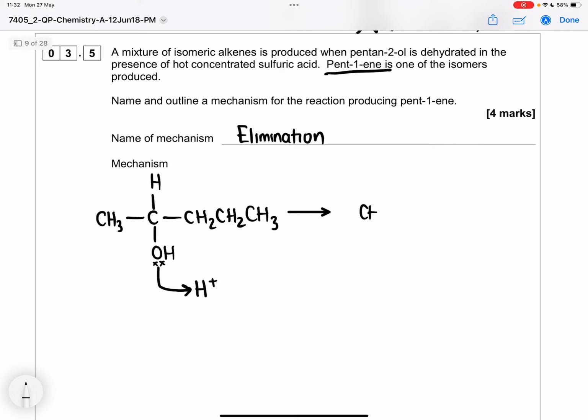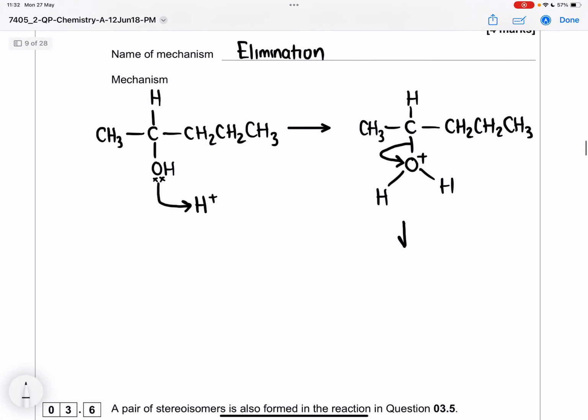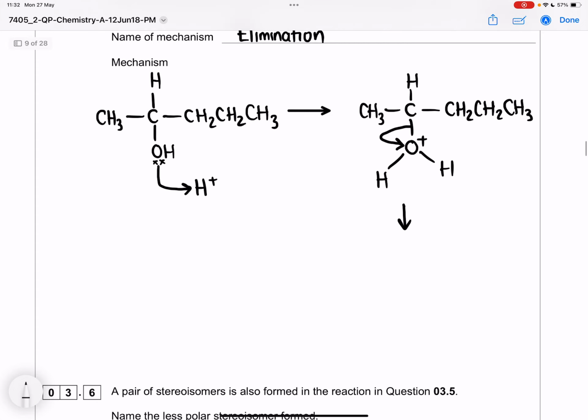And so we've protonated our leaving group, our alcohol. So we haven't actually affected the rest of the molecule, so just draw that bit out. But we've protonated the alcohol, which makes it a better leaving group. So it's going to leave by breaking the bond between carbon and oxygen. Now that's going to create a carbocation here.